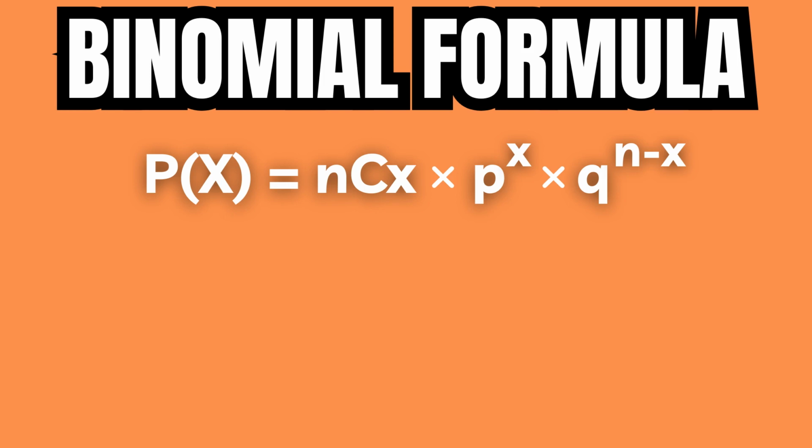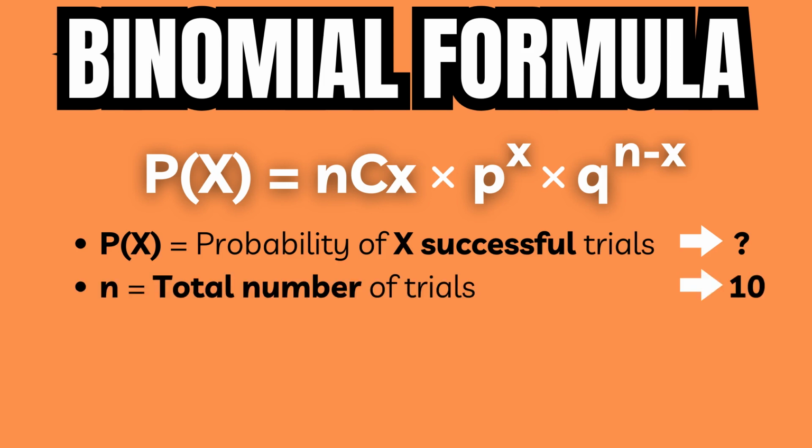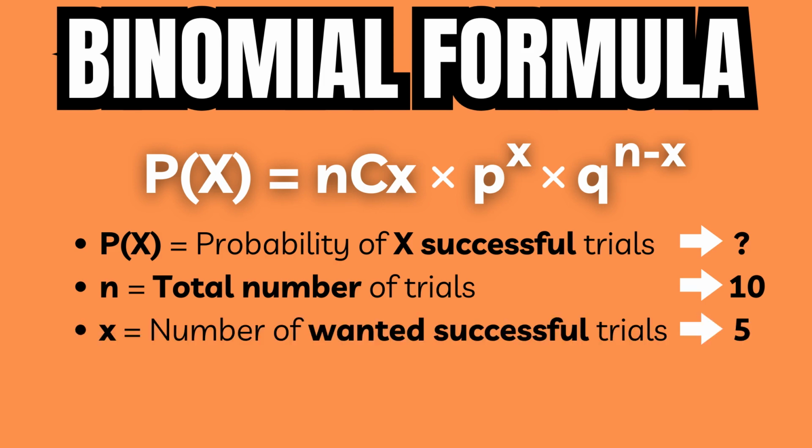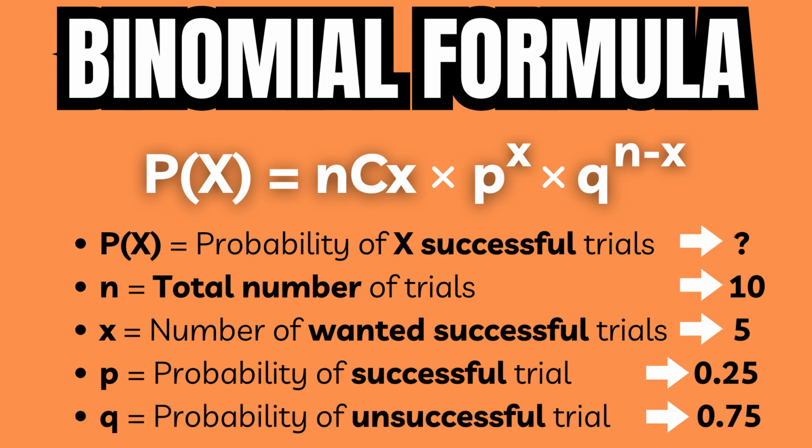P(x) equals n choose x times p to the power of x times q to the power of n minus x, where n is the total number of trials, in this case 10, x is the number of successful events we are looking for, in this case 5, p is the probability of a successful event, in this case 0.25, and q is the probability of an unsuccessful event, in this case 0.75. But don't worry, this formula looks much worse than it actually is.